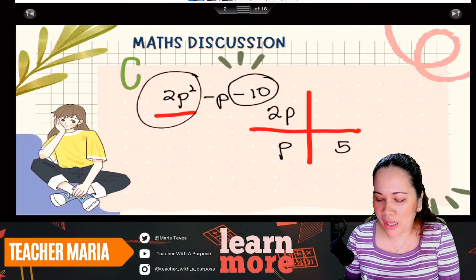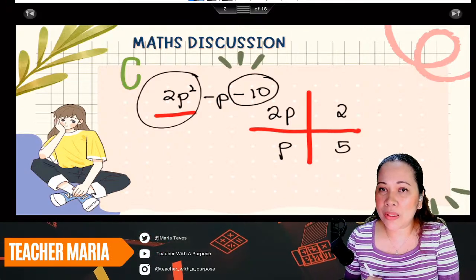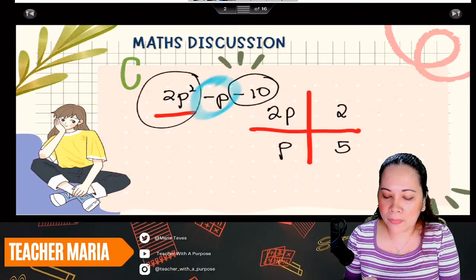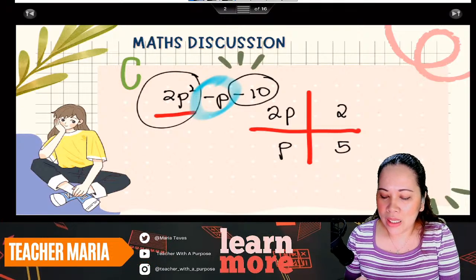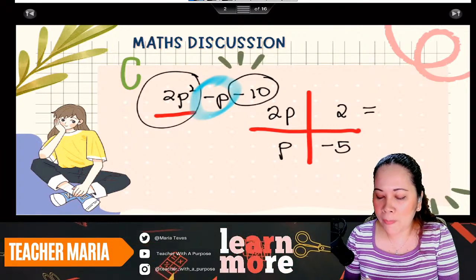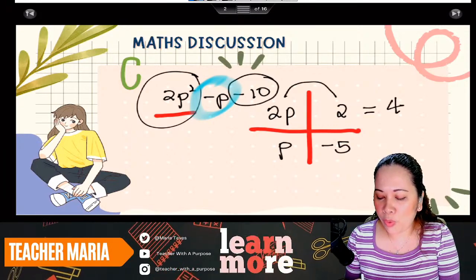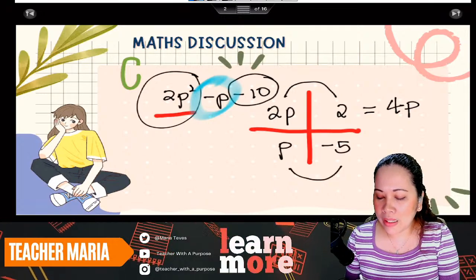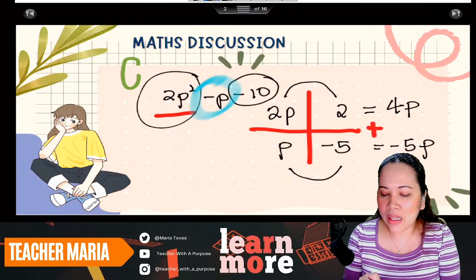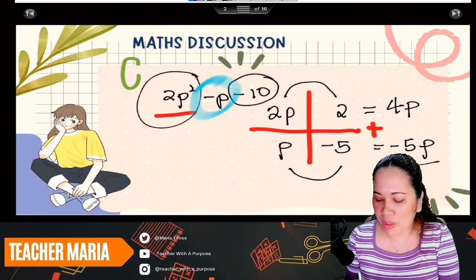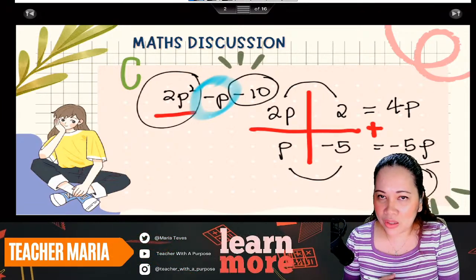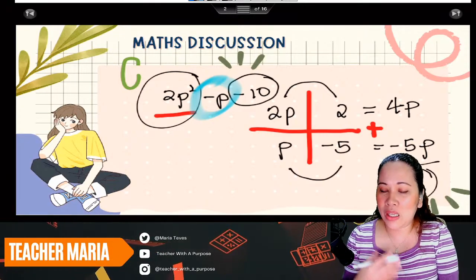Welcome. 5, and then I'll place 2, because 2 times 5 is 10. So since that's negative, and our middle term is negative p, I will make my 5 negative and my 2 positive. Why? 2p times 2 will give me 4p, and p times negative 5 will give me negative 5p. So when I add, that will give me negative p, which is the middle term. So hence, the factors that I'm using are correct.